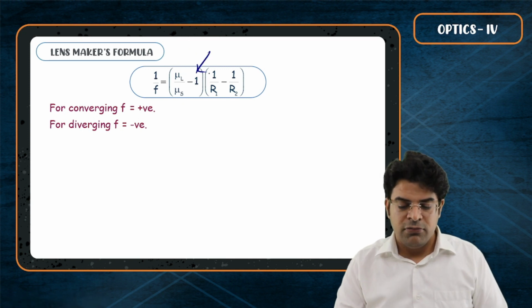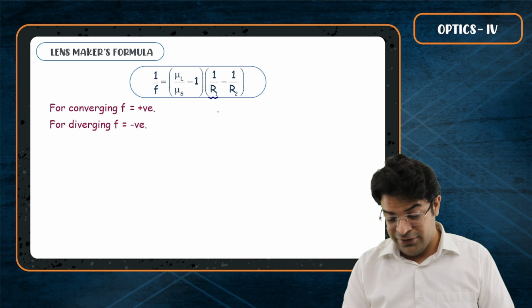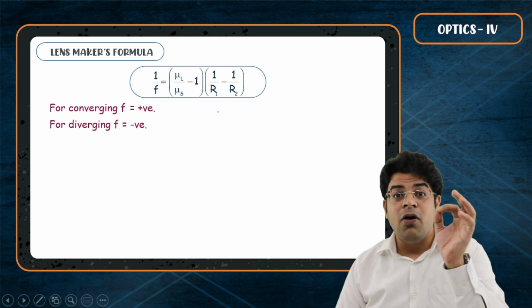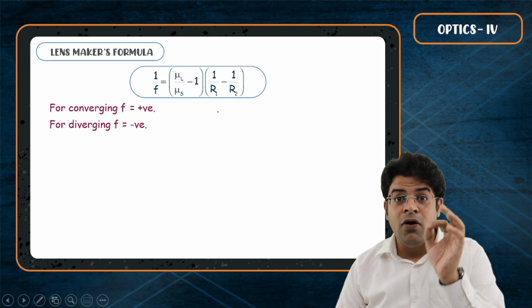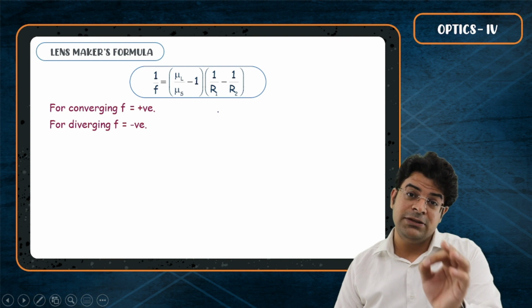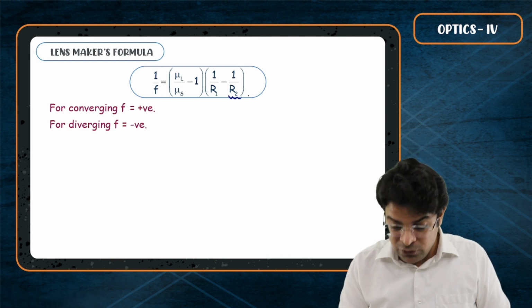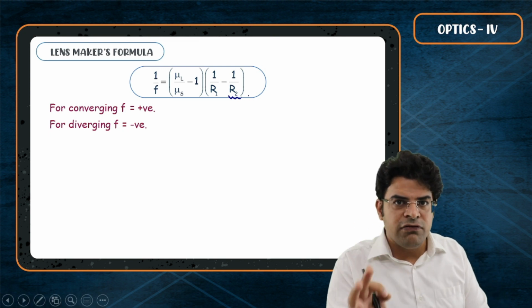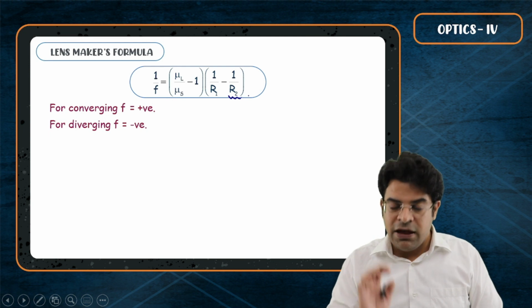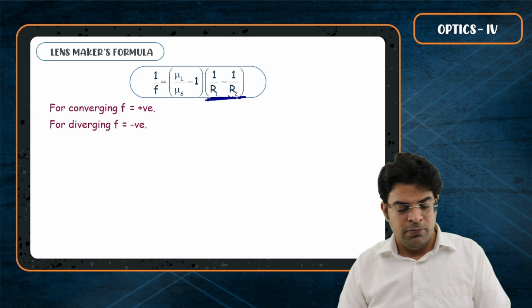What is 1? But what is R1? R1 is the position of the center of the first refracting surface with respect to optical center. What is R2? Position of the center of the second refracting surface with respect to optical center. I will explain this more, do not worry, but remember what is 1 by R1 minus 1 by R2.